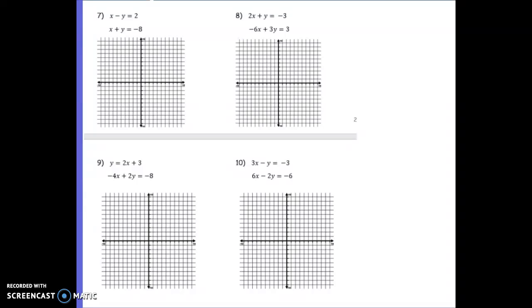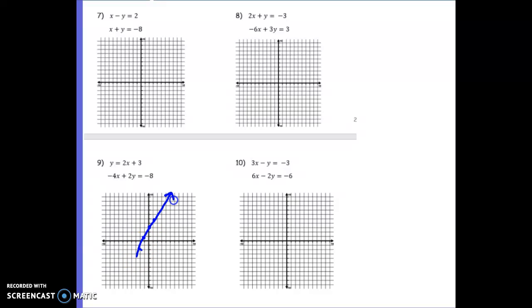If I jump to number 9, okay, y is equal to 2x plus 3. So my 1, 2, 3, I'm going to start graphing this. My slope is 2, so I can go up 2 to the right one, or I could go down 2 to the left one. Okay, and so I'm going to graph my down 2. Okay, so I'm going to graph my line.